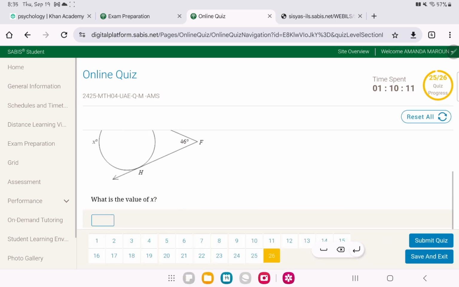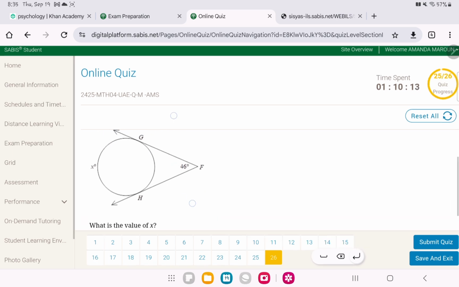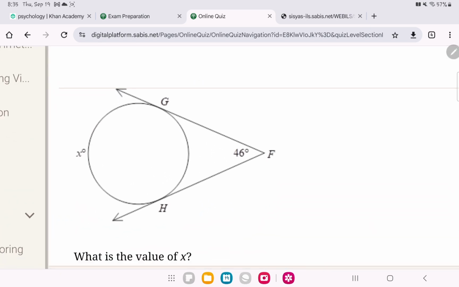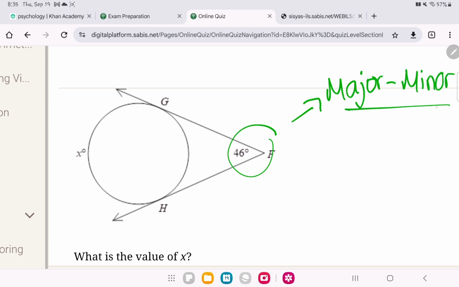Question number 26. This one is very, very interesting. It's very, very important. They need the value of x. We have an exterior angle. We know that the rule for the exterior angle is major minus minor over 2. So we have only the major, it is x. But we also need the minor.